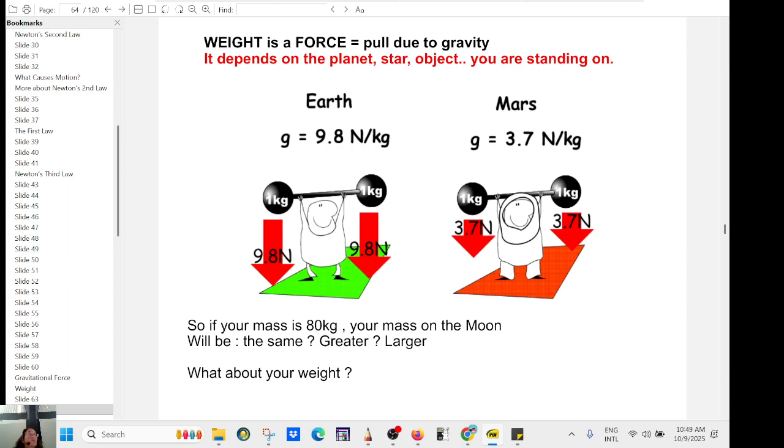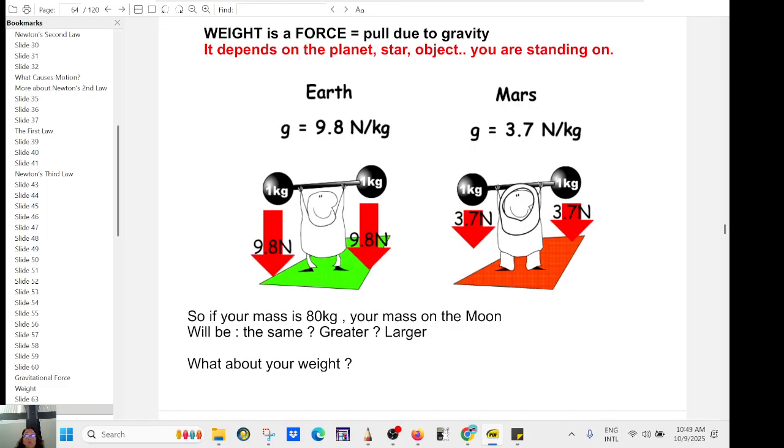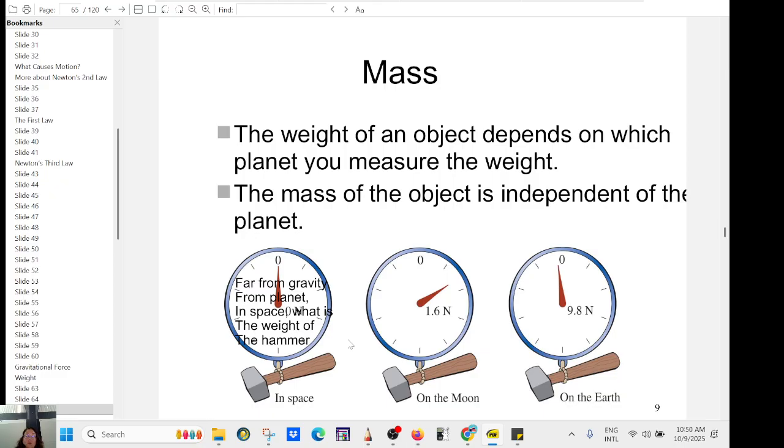So if you go to the moon and your mass is 80 kilograms on Earth, will the mass change? No, right? Inertia is the same. Only your weight will change. If you go to space, far away from any gravitational field, the weight will be 0. But it doesn't mean that the mass will be 0, because the mass is the amount of stuff inside.